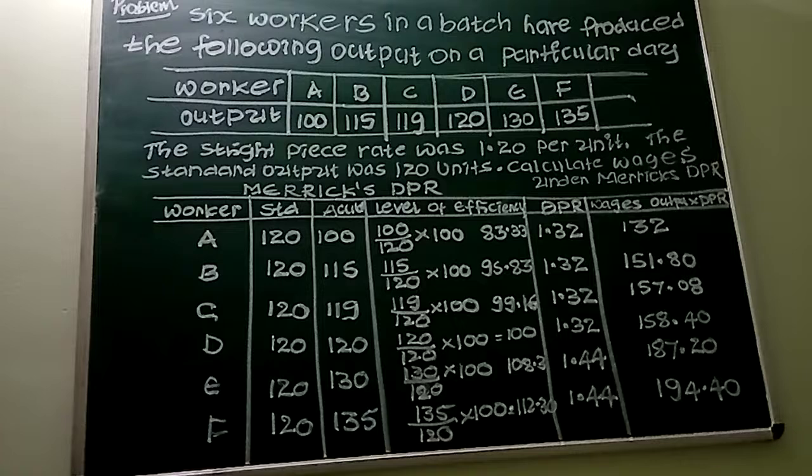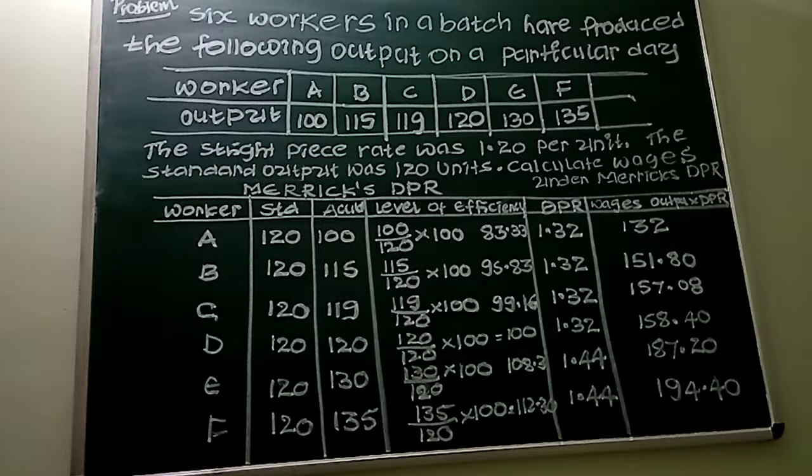If the efficiency is above 83%, up to 100%, 110% of ordinary piece rate will be paid. If the efficiency is above 100%, 120% of ordinary piece rate will be paid.